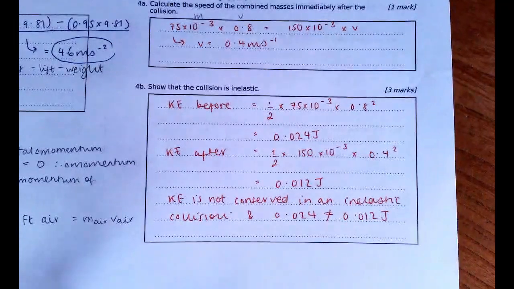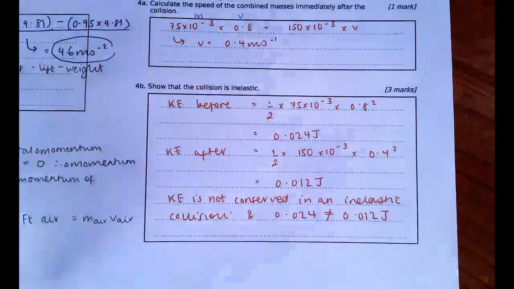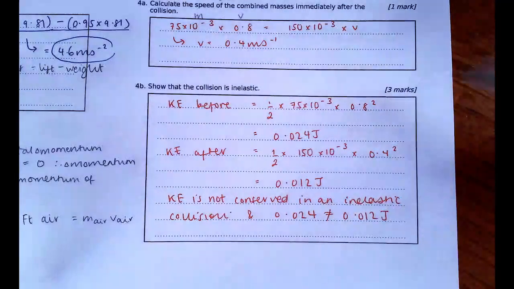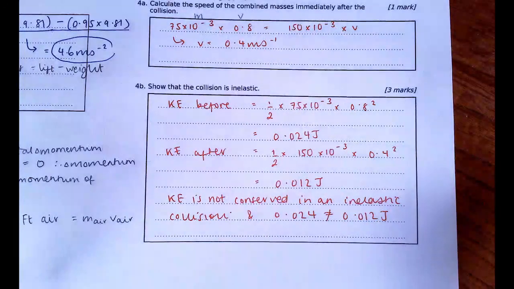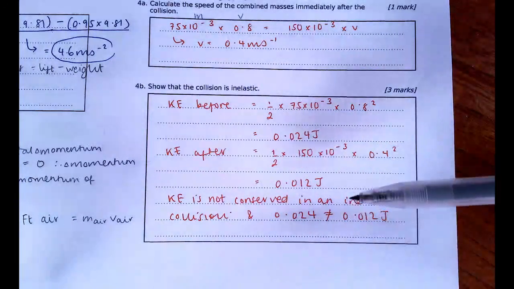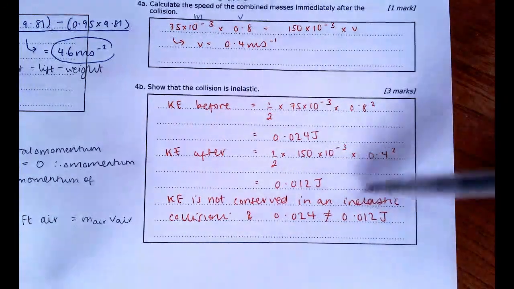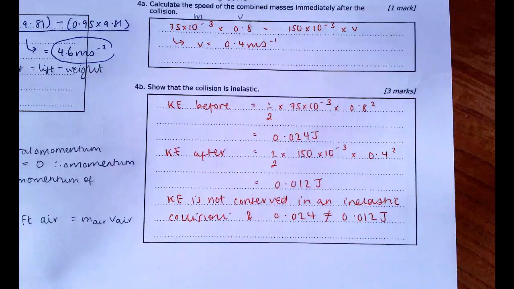And then you are asked to prove that the collision was inelastic. So that was just finding the kinetic energy before the collision, which obviously comes from the bob that's moving, and then the kinetic energy after. And then you see that they are not the same, and so you say therefore we have an inelastic collision.